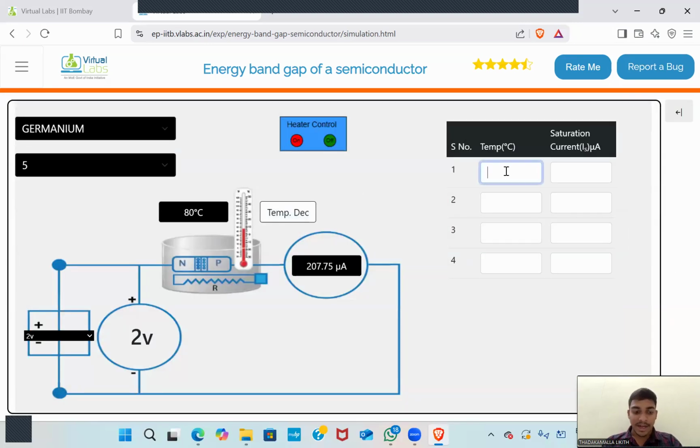Now note down the readings. At 80 degrees centigrade, our saturation current is 207.75 microamperes. Again decrease the temperature. At 75 degrees centigrade, our ammeter reads 187.46 microamperes. Again decrease the temperature, 70. At 70 degrees, our saturation current is 171.47 microamperes. Again decrease the temperature, 65. At 65 degrees centigrade, our saturation current is 157.41 microamperes.